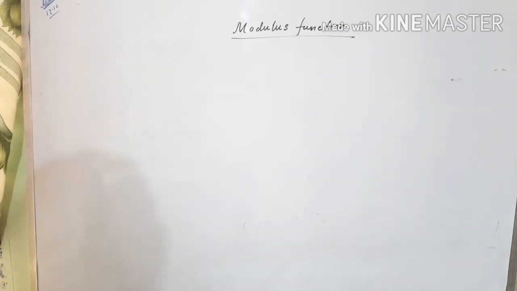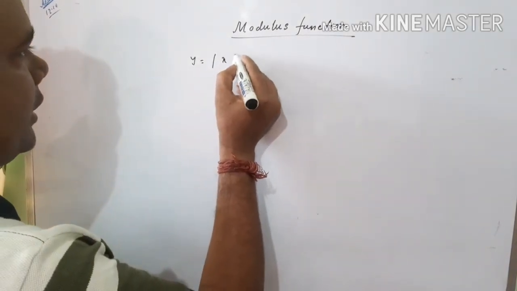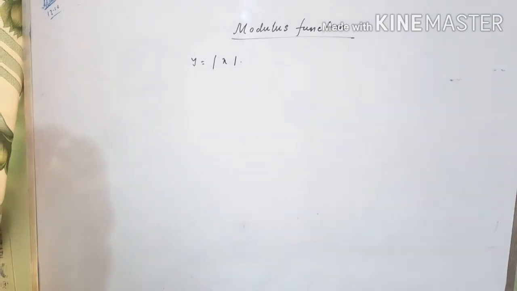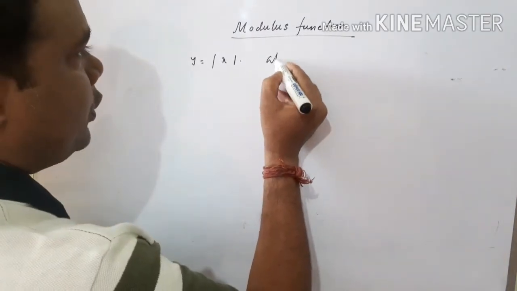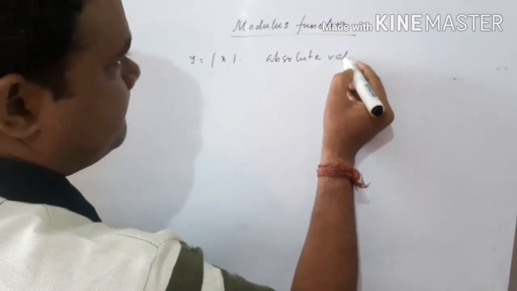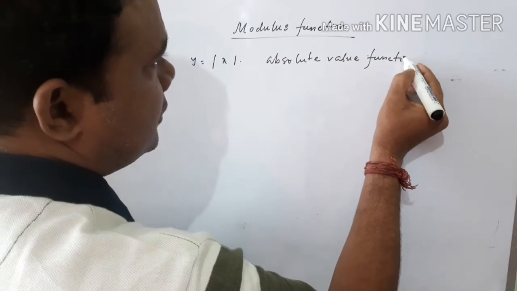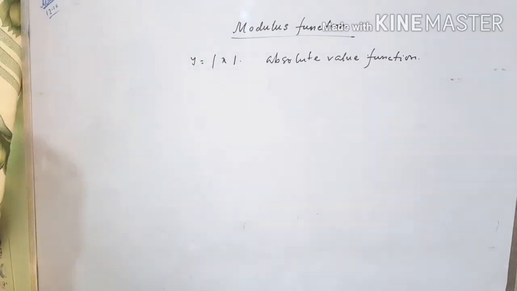Today we shall discuss the modulus of a function, simply called y equals mod x. We write it like this: y equal to mod x. This is also called the absolute value function. Now let's see what an absolute value function is.